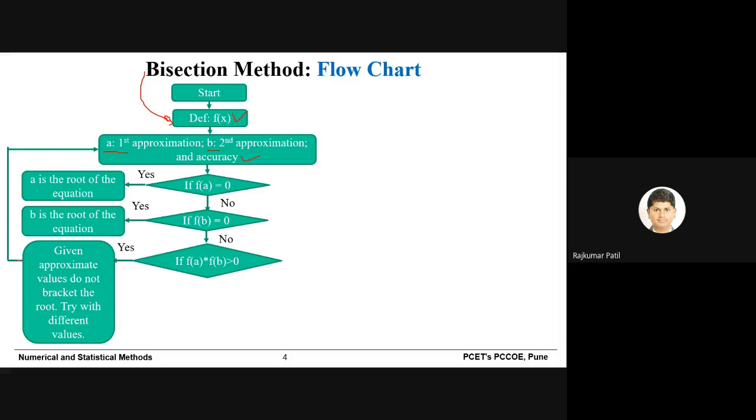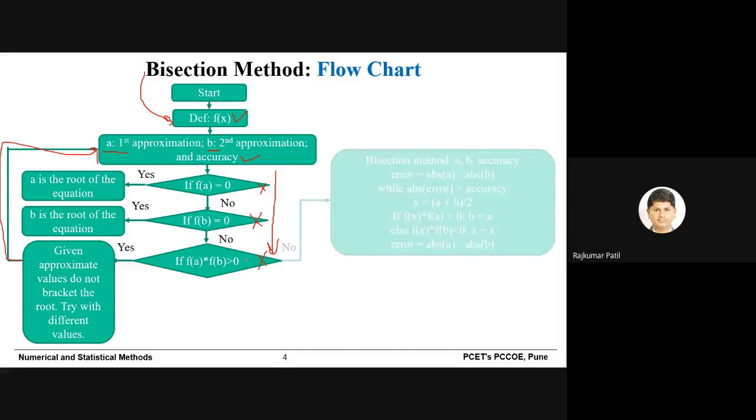And again, we go back to step number 3 and change the values of a and b, and again carry out the same steps again. And now if these three conditions failed, then we can say that the product of f of a and f of b is less than 0, means root lies between a and b.